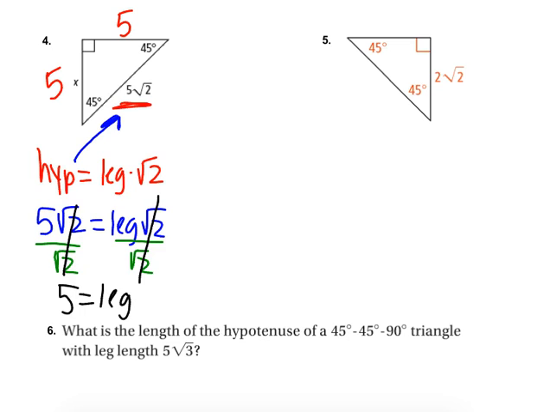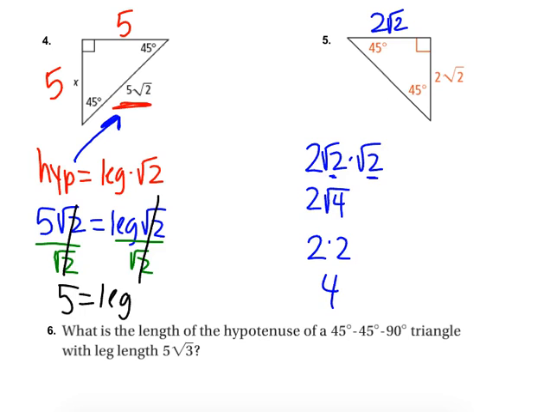Moving on to example 5. This time we're given our leg to be 2 square roots of 2. So my leg over here is 2 square roots of 2. Now how do we find our hypotenuse? We take the leg, so 2 square roots of 2 times the square root of 2. Now we're just simplifying. 2 stays by itself. Now what's the square root of 2 times the square root of 2? That's the square root of 4. Can we simplify the square root of 4? Surely. The square root of 4 is 2. Now, 2 times 2 is 4.